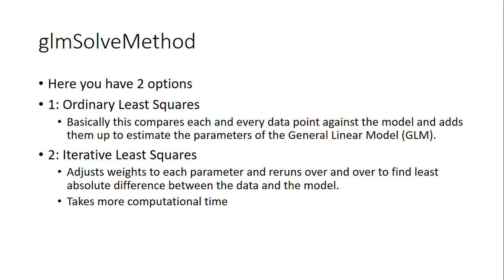There's a little bit more information on this in the comments, but basically for ordinary least squares, you're going to compare each and every data point to the model, and you're estimating the parameters of the generator model by best approximating your model to the data. The iterative least squares, you're going to redo this over and over, and you're going to weight this, and you're going to actually find the absolute difference between the data and the model. Because you're having to iteratively do this, it takes more computational time than the ordinary least squares.